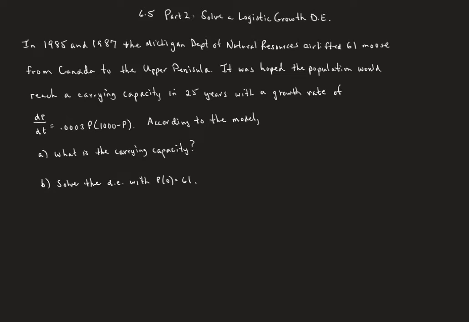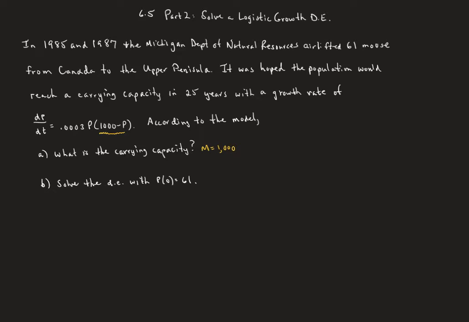So in 1985 and 1987, the Michigan Department of Natural Resources airlifted 61 moose from Canada to the Upper Peninsula. It was hoped that the population would reach a carrying capacity in about 25 years, with a growth rate given by this differential equation: dP/dt is equal to 0.003 P times (1,000 minus P). According to the model, what is the carrying capacity? So again, what we do is we look at the part that is in that second parentheses, set it equal to 0 and solve, and that means our carrying capacity is going to be 1,000 moose.